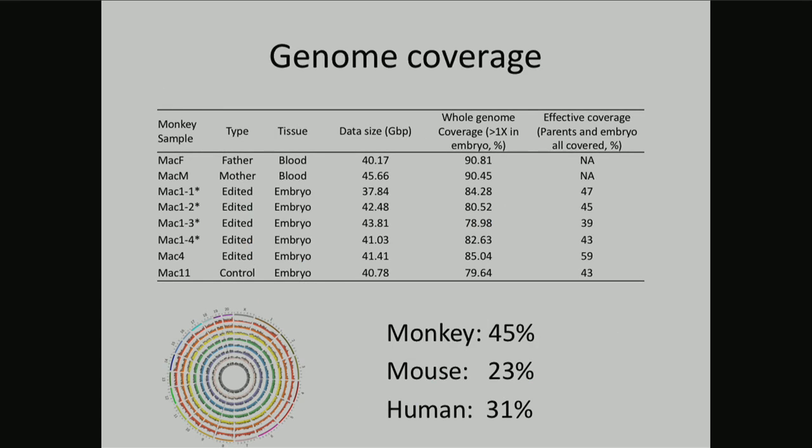And here is what we get for the genome coverage. For example, for this monkey, we sequenced the father, mother, the edited embryo, and also control embryos. For each sample, we sequenced 40 gigabase pairs, which is 15x coverage. For whole genome coverage, if we count at least one read covering a position, it's about 80 to 90%. But we defined effective coverage, which means the position must be covered by the father, mother, and embryo with sufficient depth in all 3 samples. For the monkey, on average, we get 45% effective coverage. For mouse, we got 23%, and for humans, 31%. This number could increase if we increase sequencing depth.